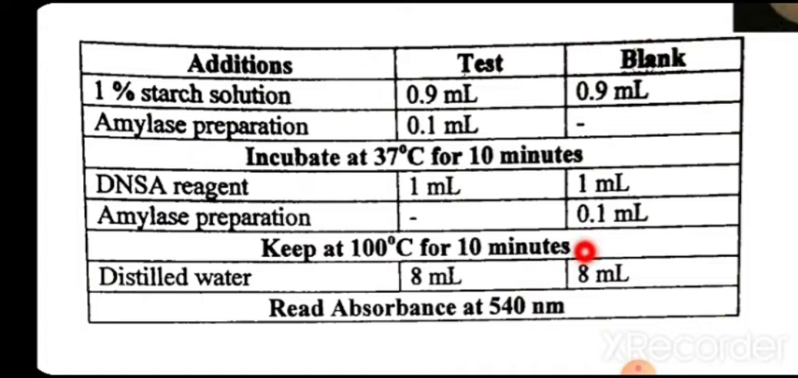So biological activities will be permanently deactivated, permanently stopped. After that, allow the containers to cool and then add 8 ml of distilled water in test and blank. This is the same protocol which we have followed for the preparation of the standard graph. So this is for the detection of reducing sugar by the DNSA method. And finally, read the absorbance of the test sample at 540 nanometers.